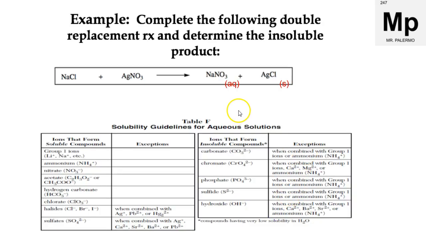So example, complete the following double replacement reaction and determine the insoluble product. So we would do that. We'd see that this is aqueous, as we did earlier, and this is solid, and then say this is going to be the precipitate.